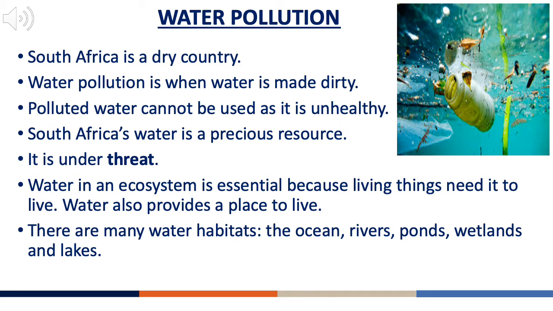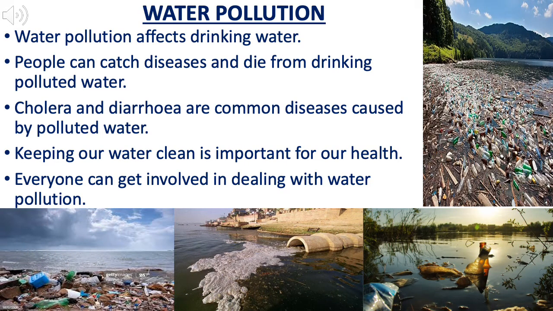Now, water in an ecosystem is essential because living things need to live in it. But water also provides a place to live and for us to use and drink. Now, there are many water habitats like the ocean, rivers, ponds, wetlands, and lakes. And remember, these are essential because it helps living things survive in them. Water pollution affects the drinking of water.